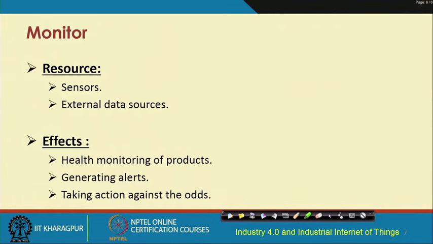Monitoring the resources, such as sensor equipped resources like this machinery, and monitoring the external data sources. These are important. So, monitoring of all kinds of different resources, and also the monitoring of the effects through the use of these different resources. The effects such as the health monitoring of this machinery, health monitoring of the products. If something has gone down, if something is going to go down, if something is likely to increase the downtime in the future, generating alerts beforehand is also something that will help in improving the overall efficiency. So, this is another effect, and taking action against the odds. This is also the third effect in terms of monitoring.